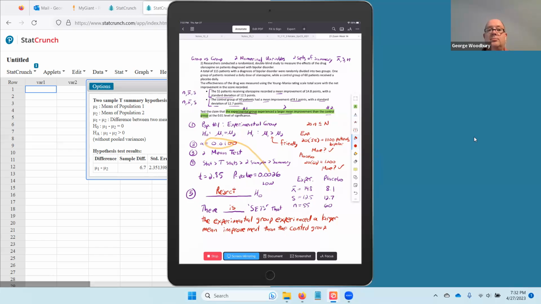Any questions on problem 2 before we move on to one problem that has the data in it? Again, you can unmute yourself or you can type them in the chat.